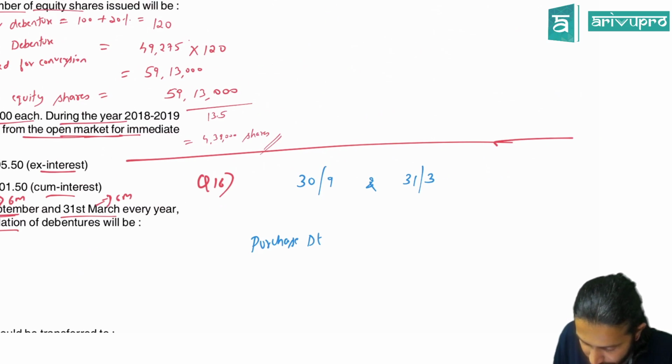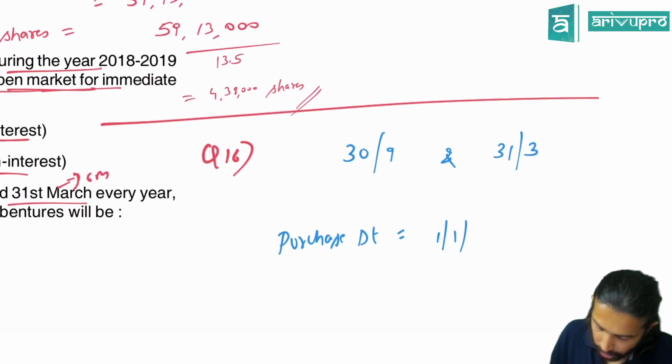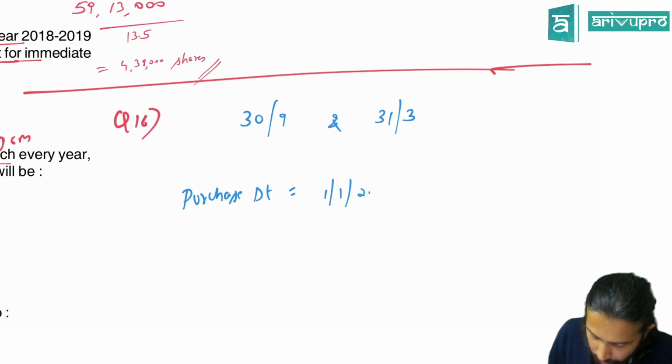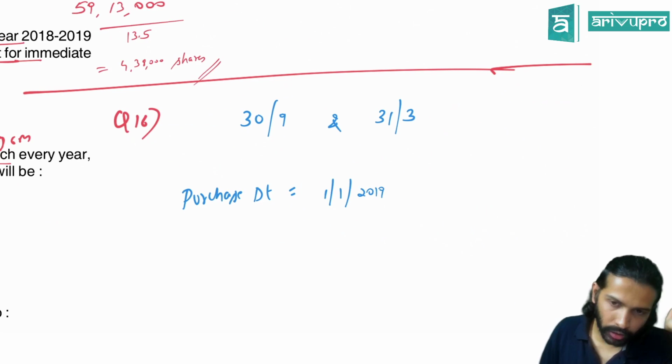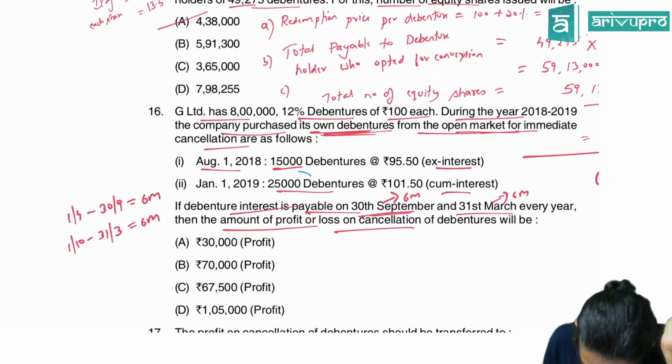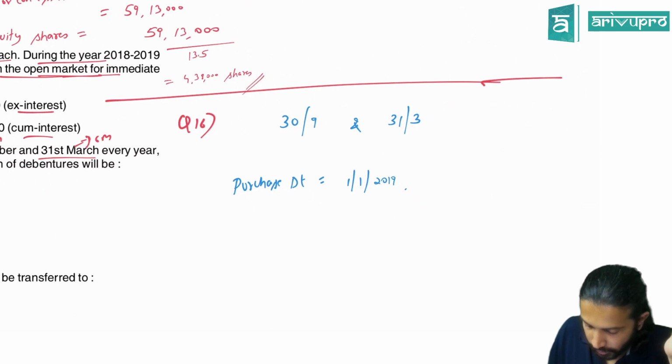Purchase date of these debentures? 1st January 2019. So the company went to the market on 1st January 2019 and bought their own debentures. How many debentures did they buy back? 25,000 debentures they purchased off.